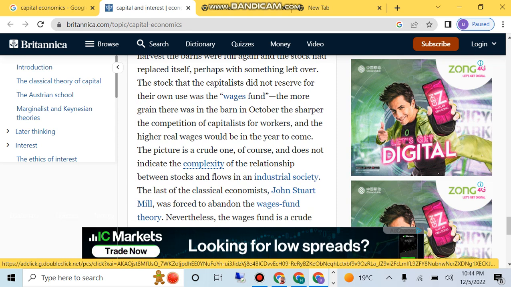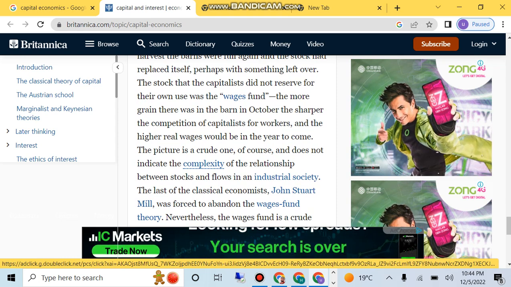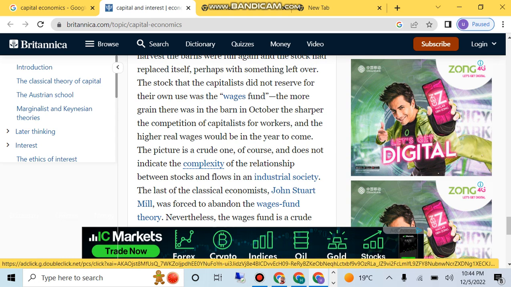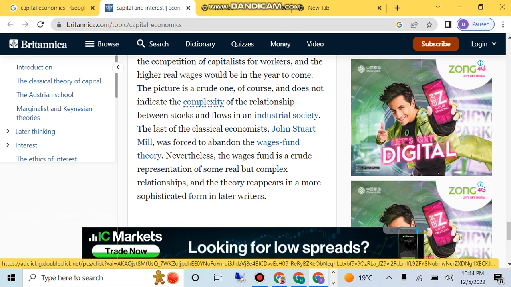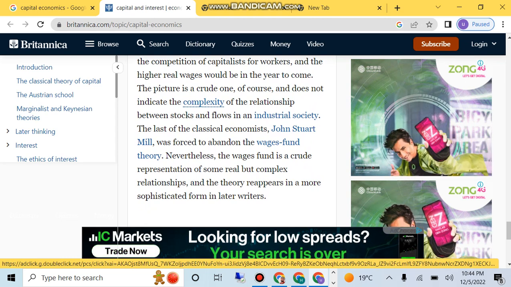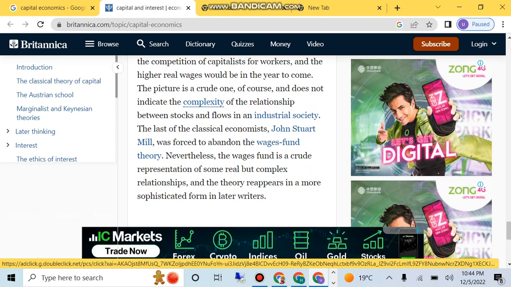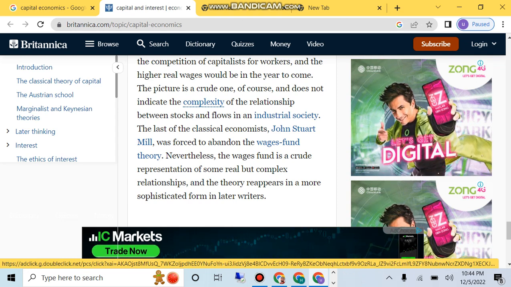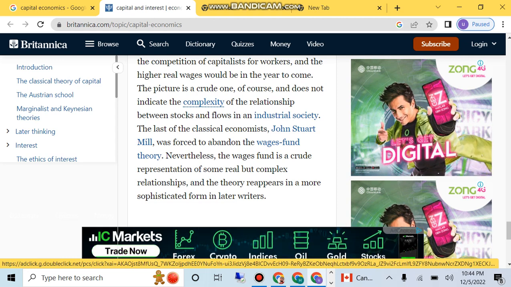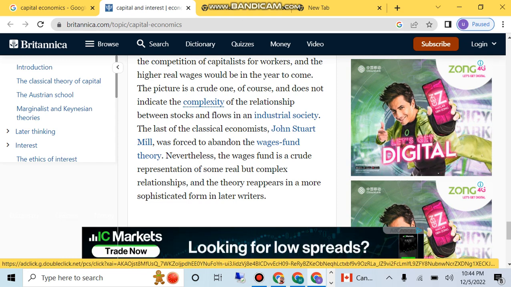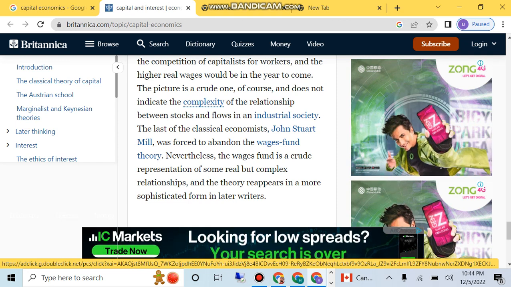The picture is a crude one, of course, and does not indicate the complexity of the relationship between stock and flow in an industrial society. The last of the classical economists, John Stuart Mill, was forced to abandon the wages fund theory. Nevertheless, the wages fund is a crude representation of some real but complex relationship, and the theory reappears in a more sophisticated form in later writers.